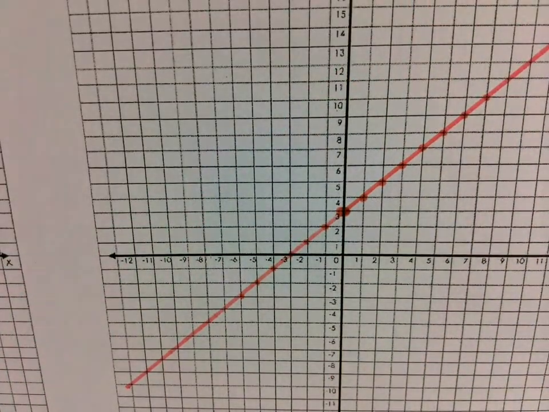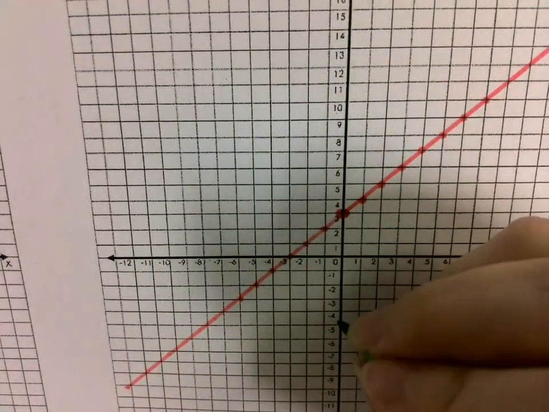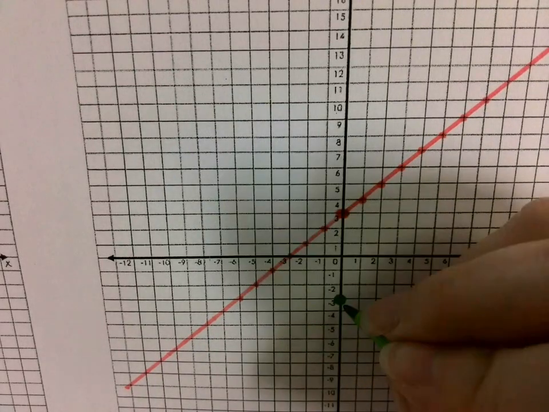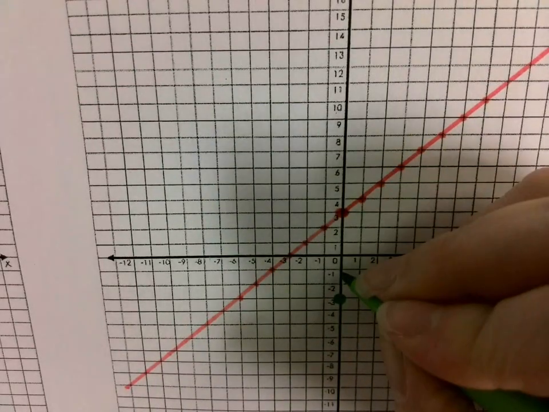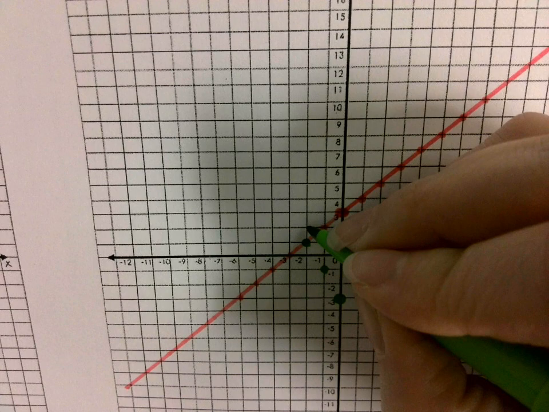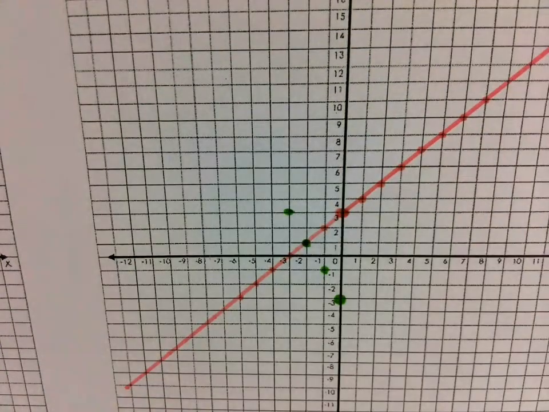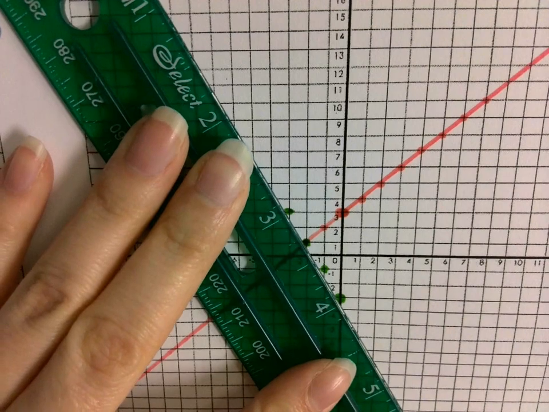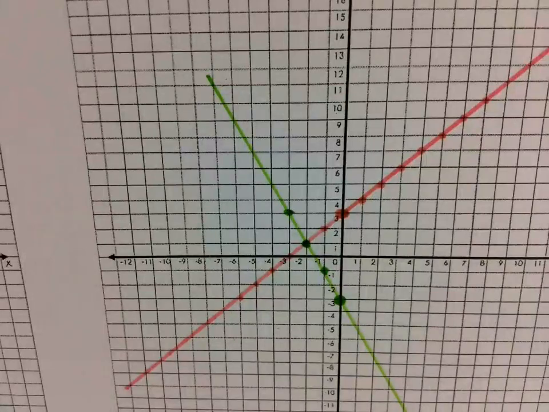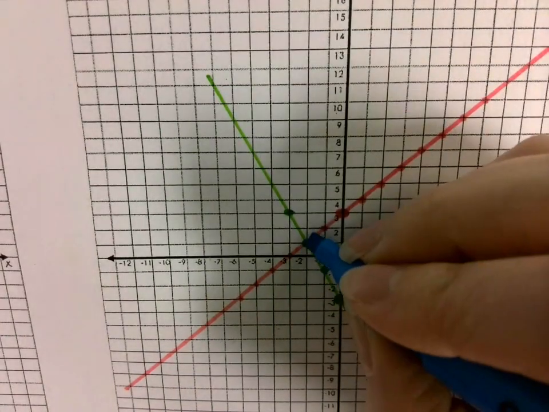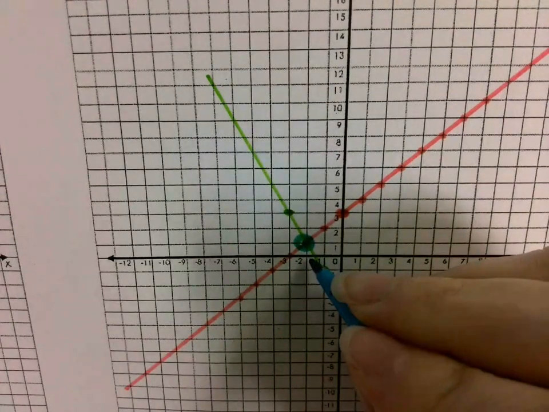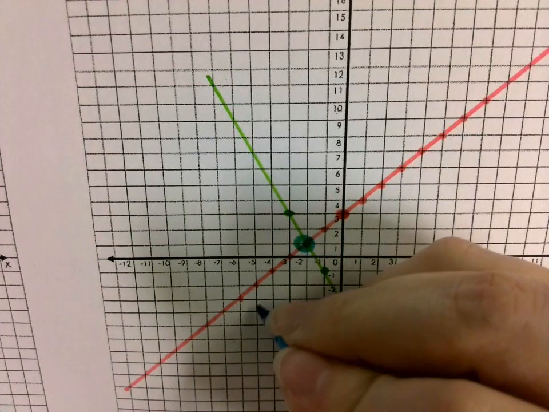For the green line, I'm at negative 3. And then I can go up 2 and to the left 1, up 2 to the left 1, and then up 2 to the left 1. Okay, I can keep following that pattern. And it creates this line. And then there's my point of intersection. Okay, so we intersect at negative 2, positive 1. And that would be our solution.